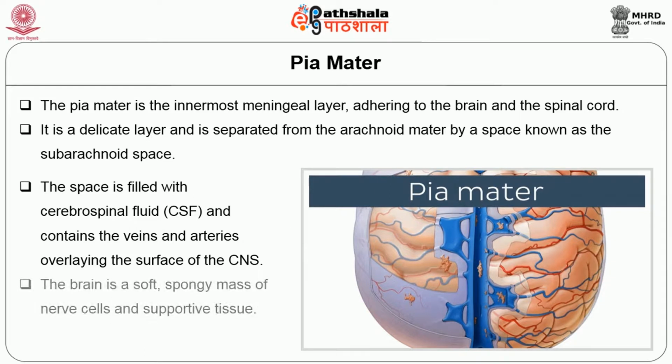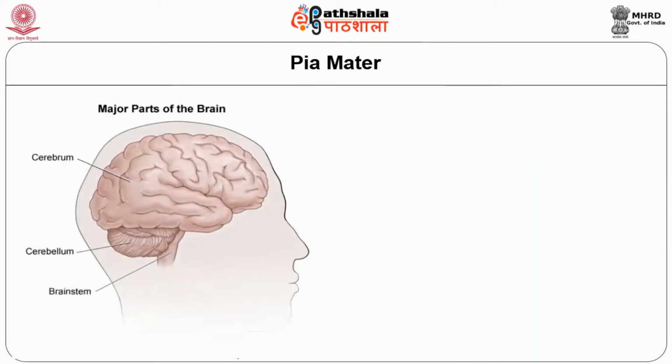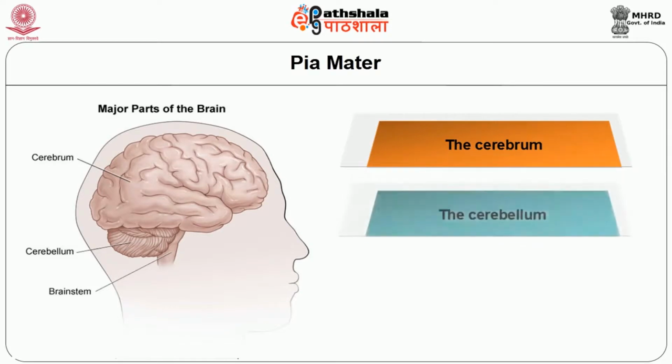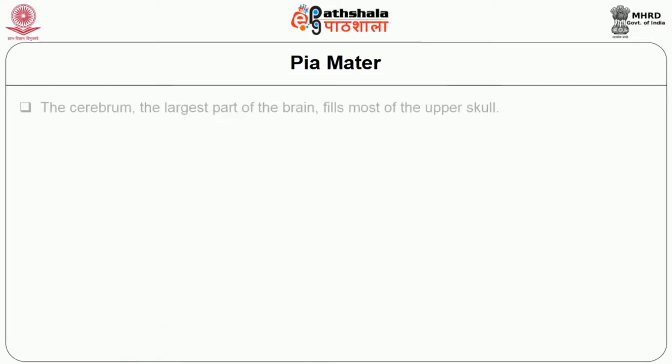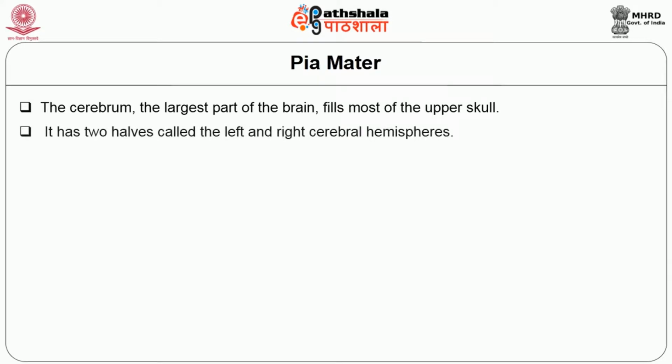The brain is a soft, spongy mass of nerve cells and supportive tissue. It has three major parts: the cerebrum, the cerebellum, and the brainstem. These parts work together, but each has special functions. The cerebrum, the largest part of the brain, fills most of the upper skull. It has two halves called the left and right cerebral hemispheres.